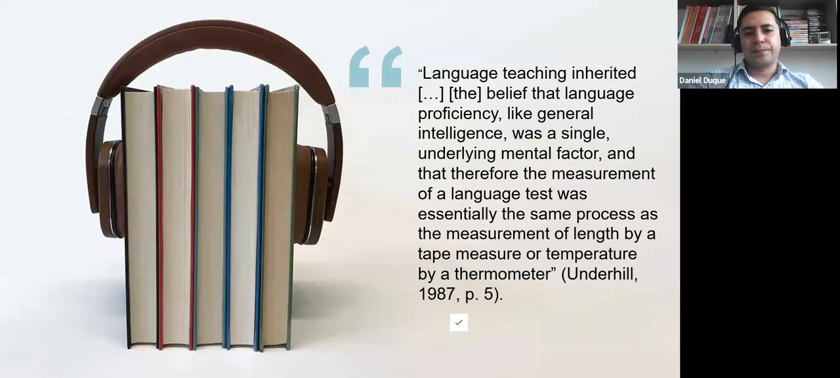Historically, language tests have believed that language can be measured as a tape measure can measure physical objects. Assessment has been used to measure the abstract nature of language learning, as we can see in this quote. Daniel, can you please help me out reading this quote?